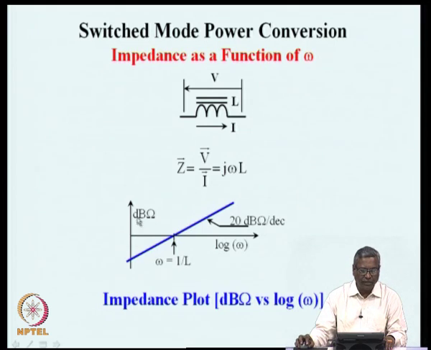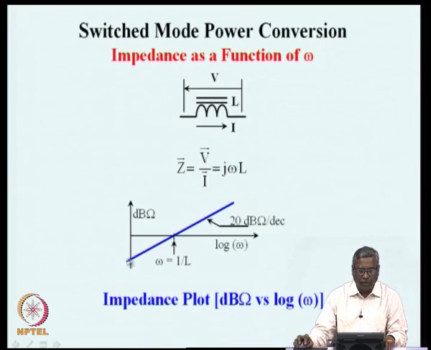We might define a unit called dB ohm, which is 20 times log to the base of the magnitude of Z. Now, we will see that that is nothing but 20 times log of omega L, and if we take it in decibel scale, you will find that as omega is increasing in magnitude, in this particular plot the omega is taken in the x axis to a logarithmic scale. If omega increases by a factor of 10, say from 10 hertz to 100 hertz, the dB value will increase by a factor of 20 log 10, which is 20 dB.